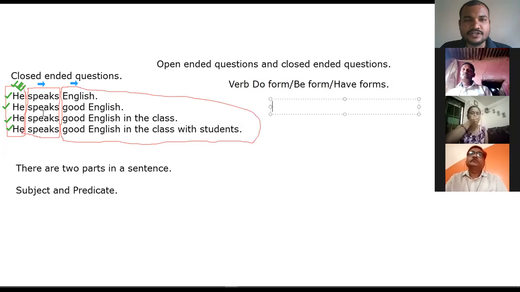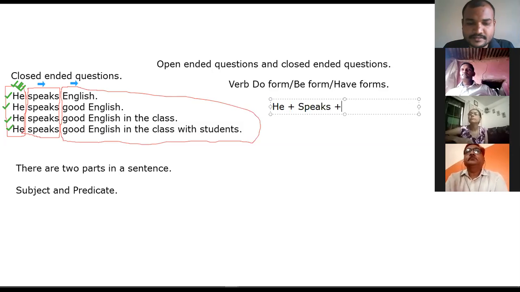So now try to divide the sentence. What is the subject first? He. What is the verb? Speaks. What is the object? English. He plus speaks plus English.